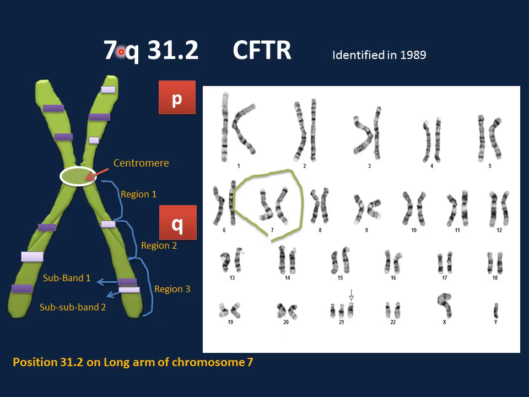So how to read that? This is the long arm of chromosome 7, and the defect is localized in band 3, and here are band 3, subband 1, and subband 2. So how to read this correctly: it is a genetic defect in the long arm of chromosome 7, at 3.1.2, because of a defect in the cystic fibrosis transmembrane conductance regulator, which is responsible for chloride ions.